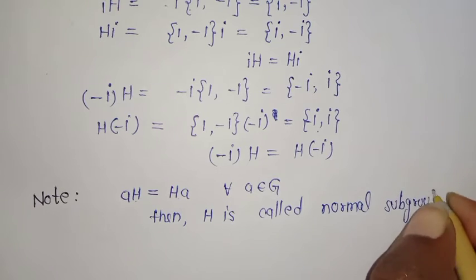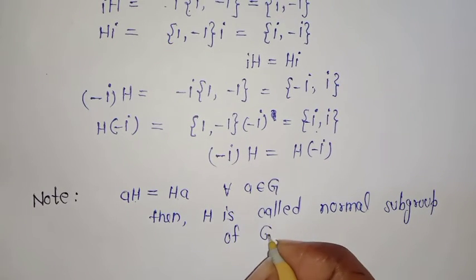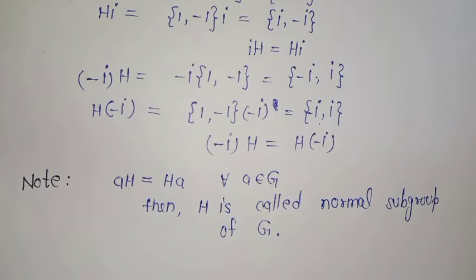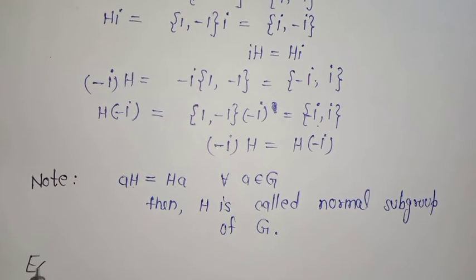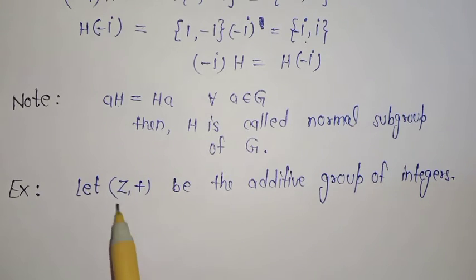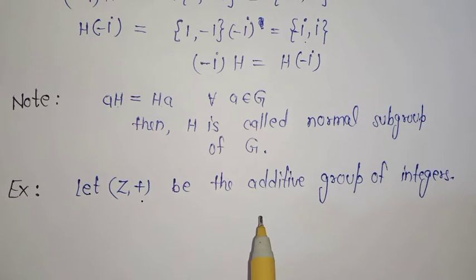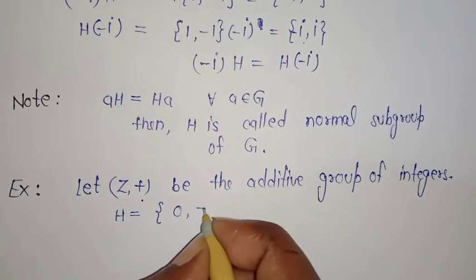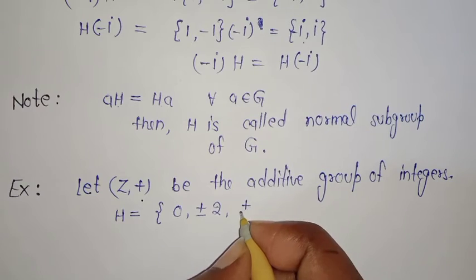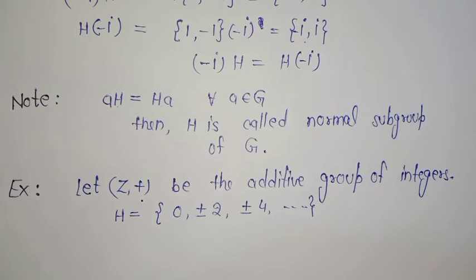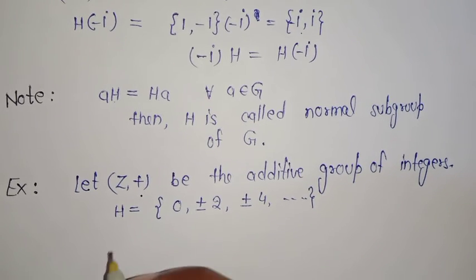So I hope you understand the concept of cosets in the multiplicative group. Now I will take one example of an additive group as well, so that whenever you find a group that is additive or multiplicative, you can easily find the cosets. So now I am taking the additive group Z plus, the additive group of integers, and I am defining a subset H equal to 0, plus minus 2, plus minus 4 and so on, that is, the set of even integers. We all know that this is a subgroup of Z. Now we have to find the cosets of H in G.